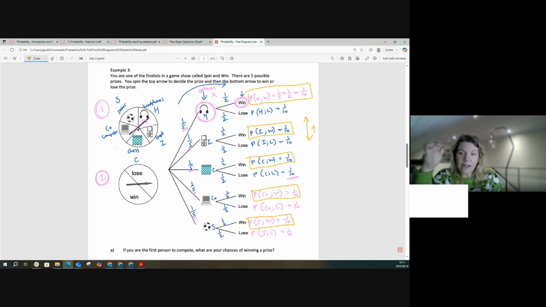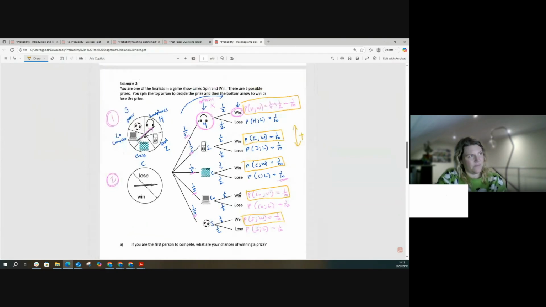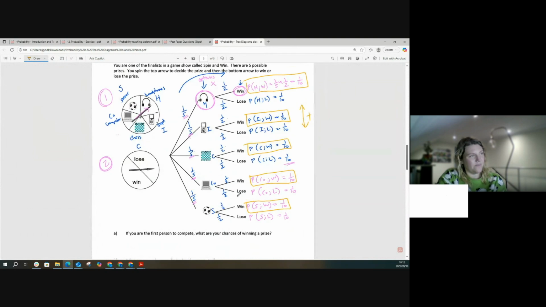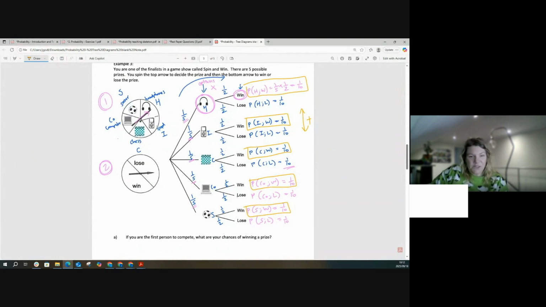So look at all the yellow boxes and add all of those yellow boxes together. All of those boxes are ones where we've had a possible win. So we just have to add those all together. So we have a 10th plus 10th plus 10th plus 10th plus 10th, which gives us 5 out of 10 or a half. You have a half chance of winning something.